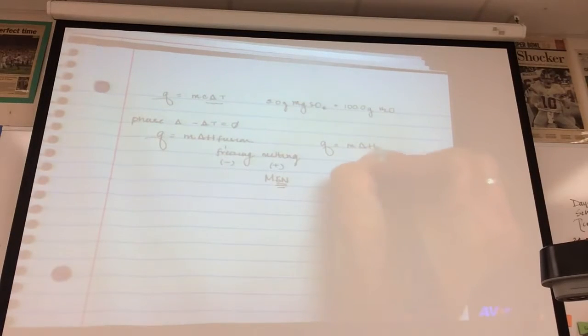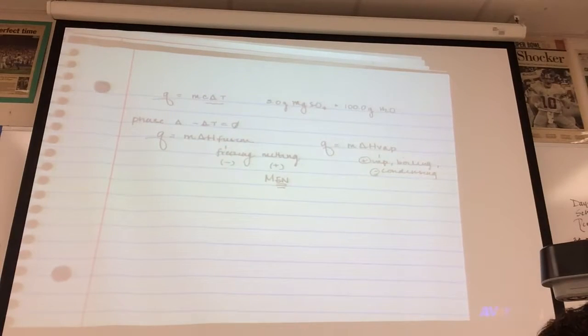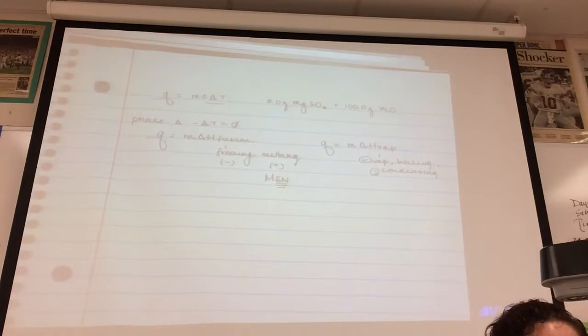Delta H of vap here. So that's going to be for vaporizing, boiling, and condensing, with these two being positive and condensing being negative. Yes? It's looking familiar?